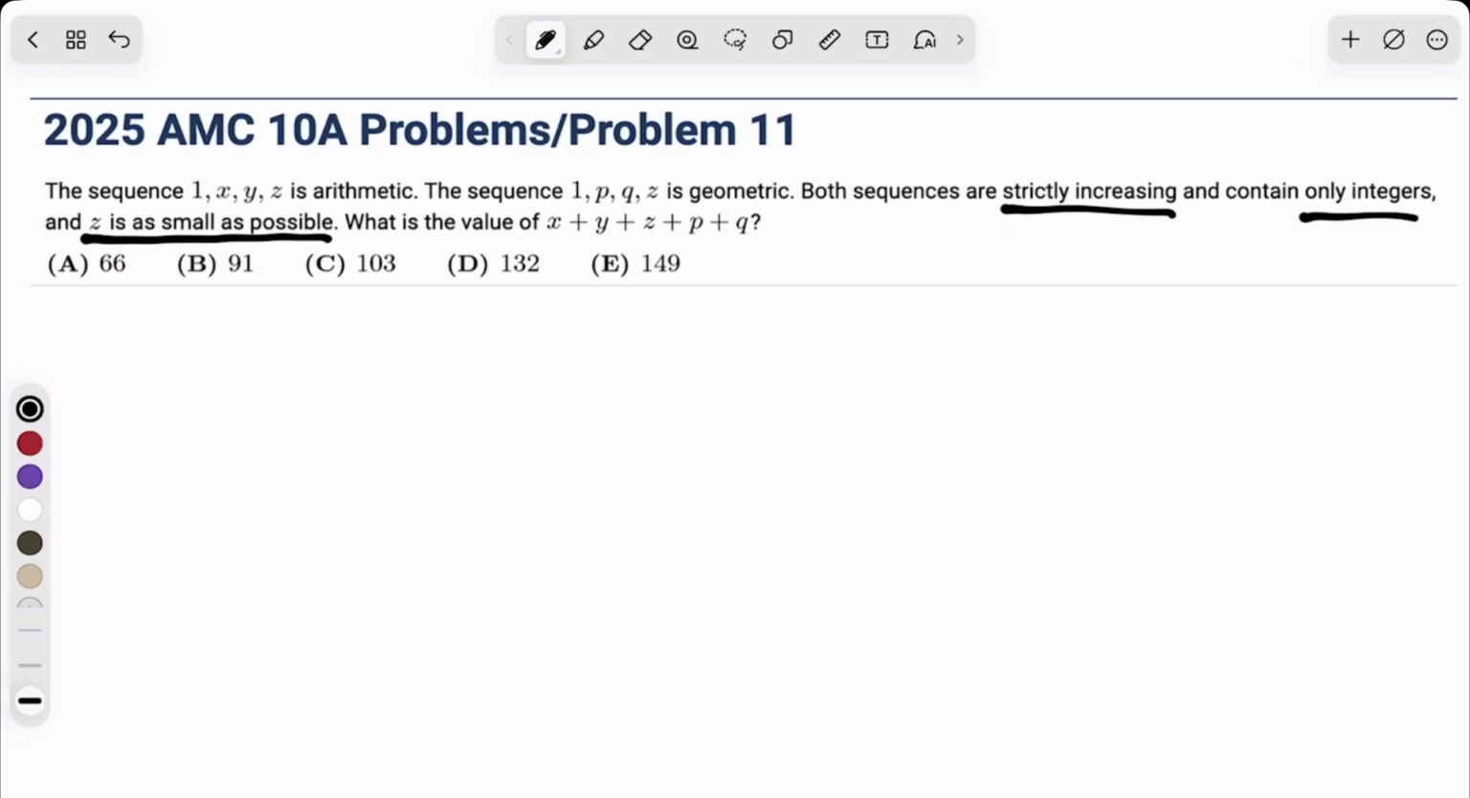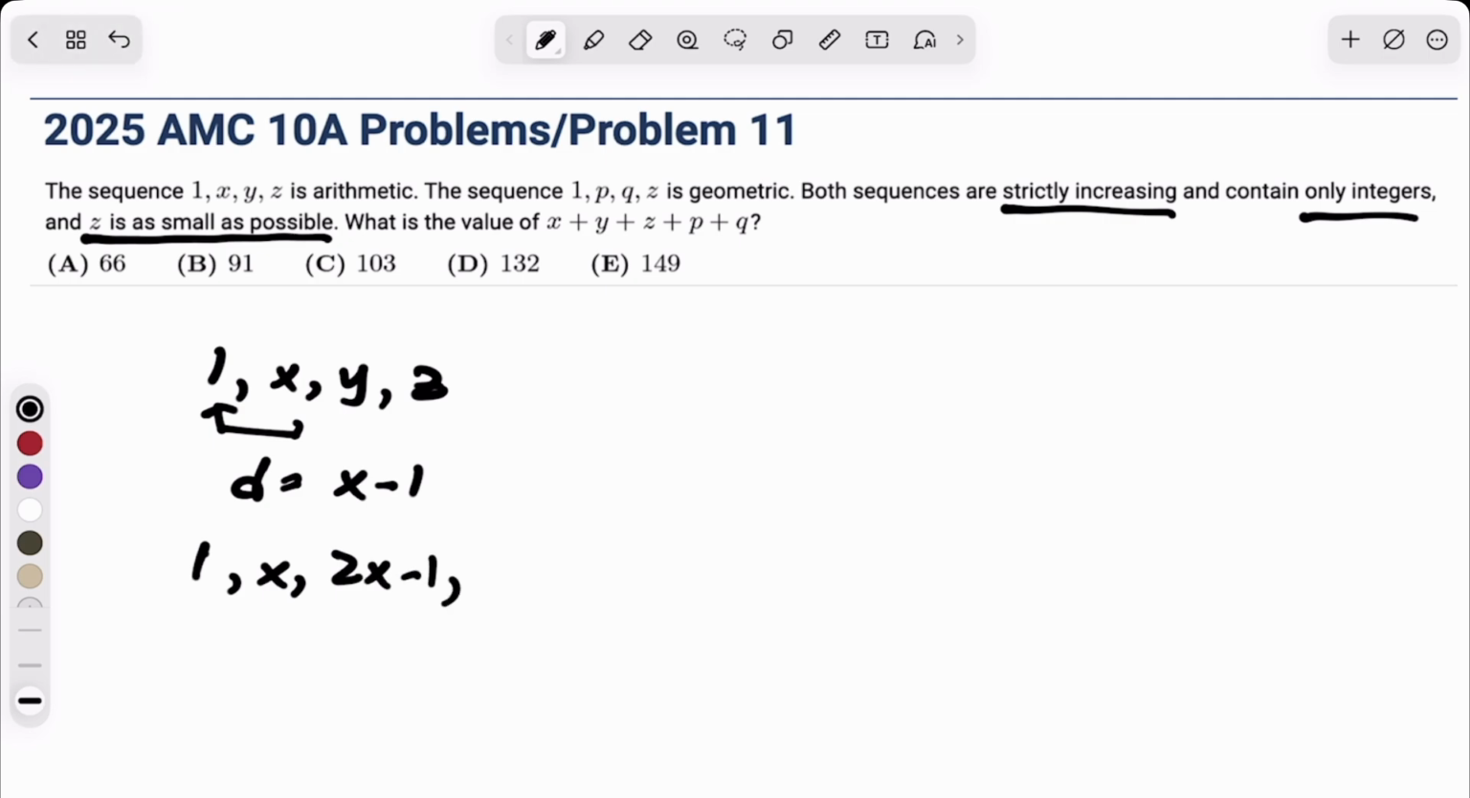Let's take a look at how we might approach this. I'm going to start with the arithmetic sequence 1, x, y, z. Question for you, what is the difference between terms? I'm going to start at the beginning and we can infer that the difference is x minus 1. So I could rewrite the terms of this sequence as 1, x, 2x minus 1, and 3x minus 2.